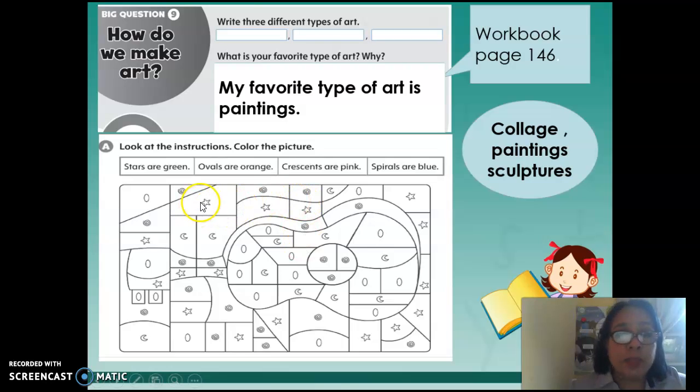Okay, for example, the stars are green, the ovals color orange, the crescents color pink, and the spirals color blue. When you finish coloring, you will have a painting and you will be an artist, okay? Please color it.